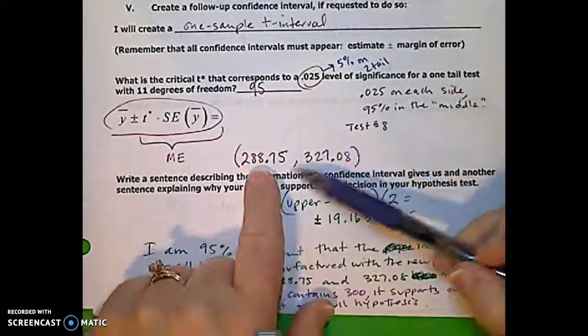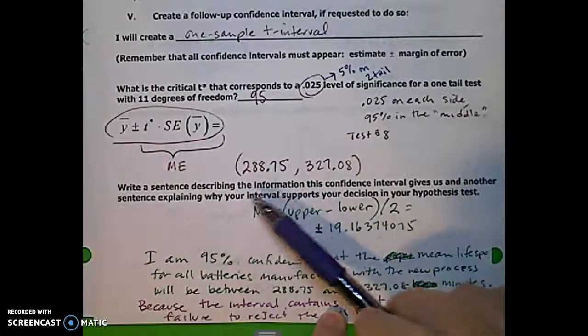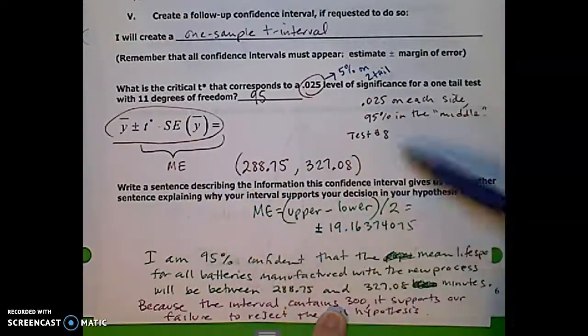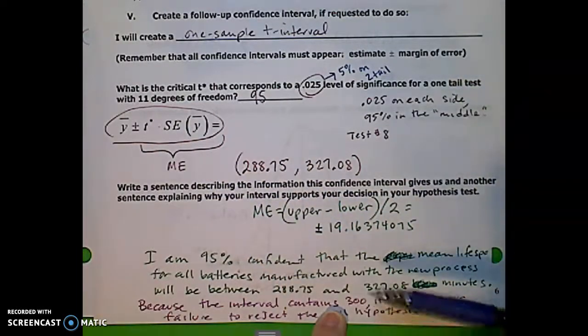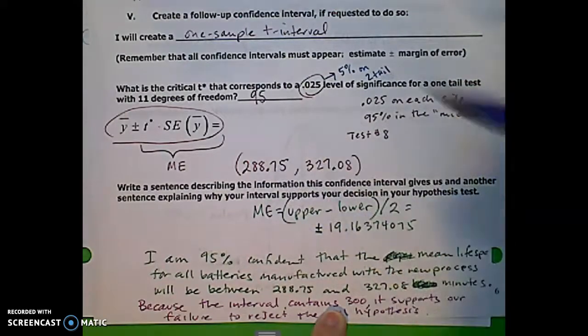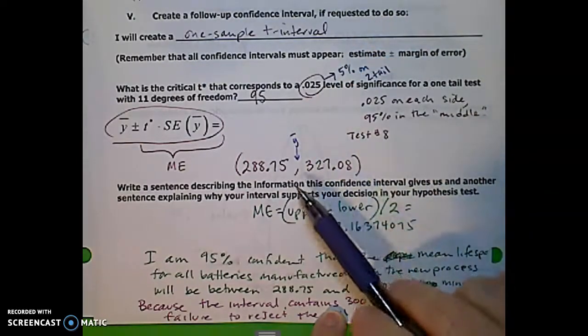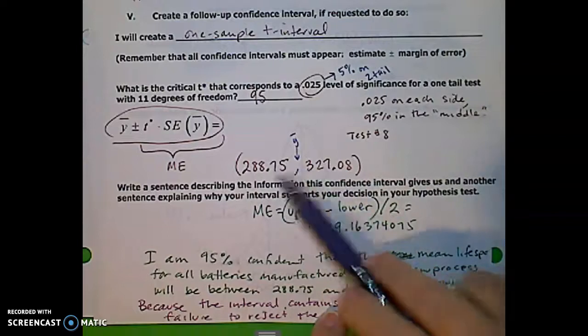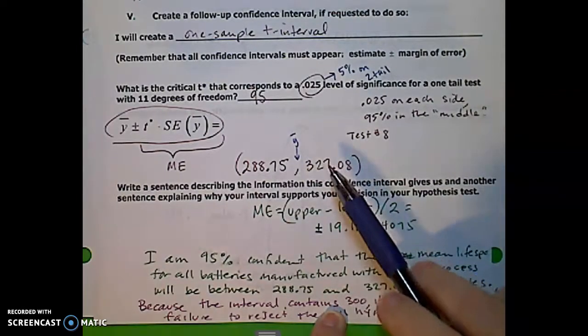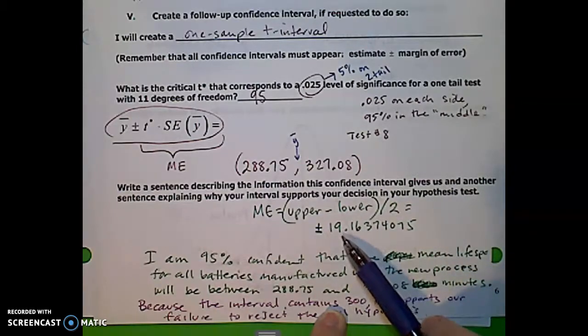When you're finding this confidence interval on your calculator, you don't actually get to see the margin of error. So if you have a question that asks you about the margin of error, you can always calculate it once you know this. Think about it. The y bar is exactly in the middle of this. The margin of error is basically half of this distance. So if you take the larger value minus the smaller value, divide by 2, that gives you your margin of error. In this case, it was 19.16 minutes.